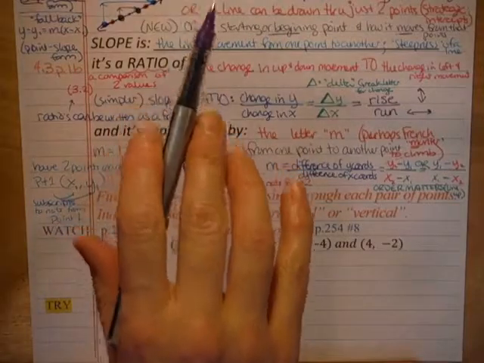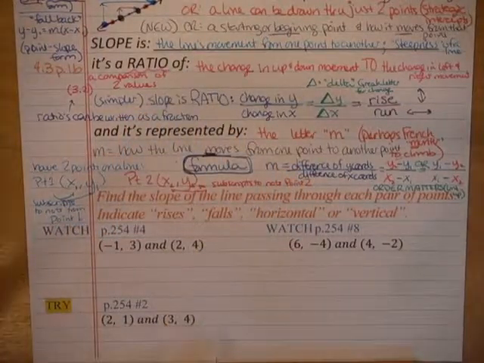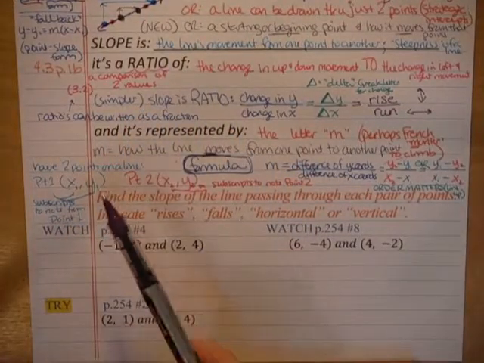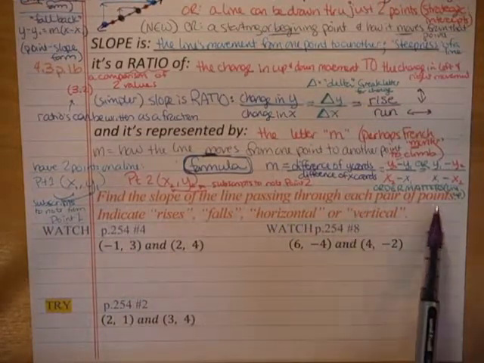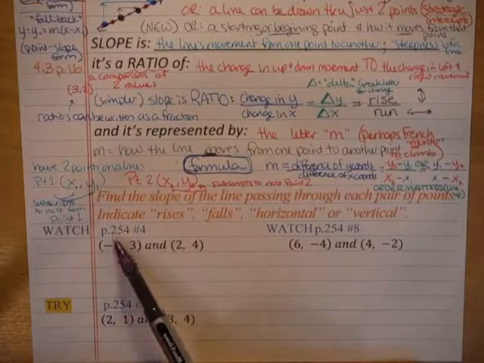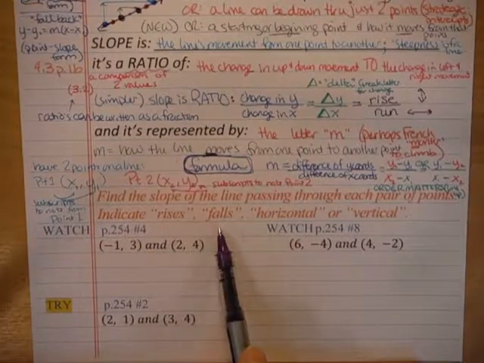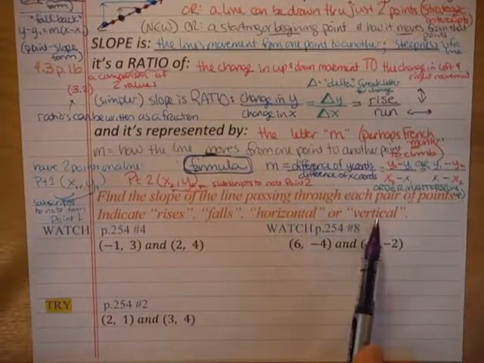Okay, so that's been a lot of information. We're finally getting to be able to do some of the math here. So here's what they'll first ask you to do. Find the slope of the line passing through each pair of points. Indicate if the line rises, falls, is horizontal or vertical.